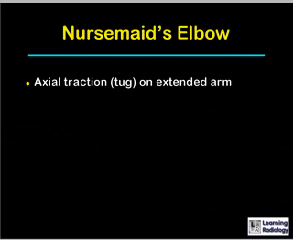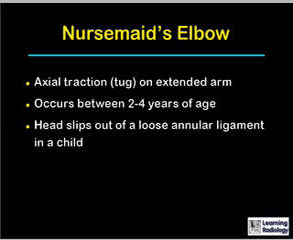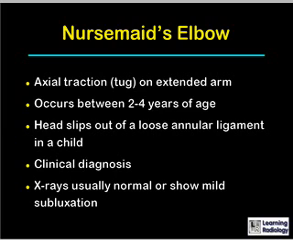Nursemaid's elbow is a relatively common injury. It's due to axial traction, a tugging on an extended arm of a young child, usually between the ages of 2 and 4 years. The radial head tends to slip out of what is at that time a loose annular ligament. It is a clinical diagnosis. X-rays are frequently normal or show only mild subluxation.